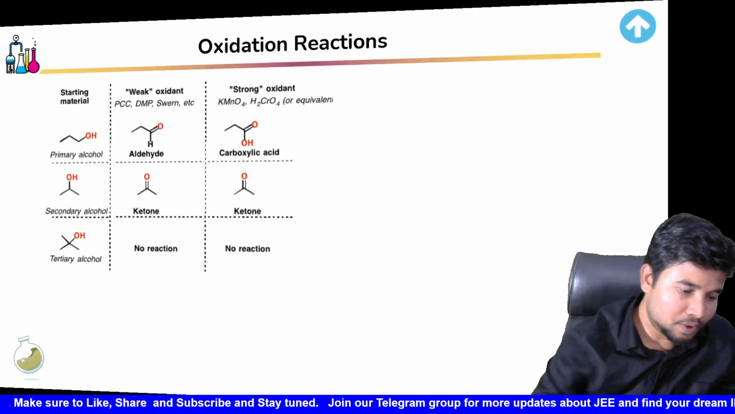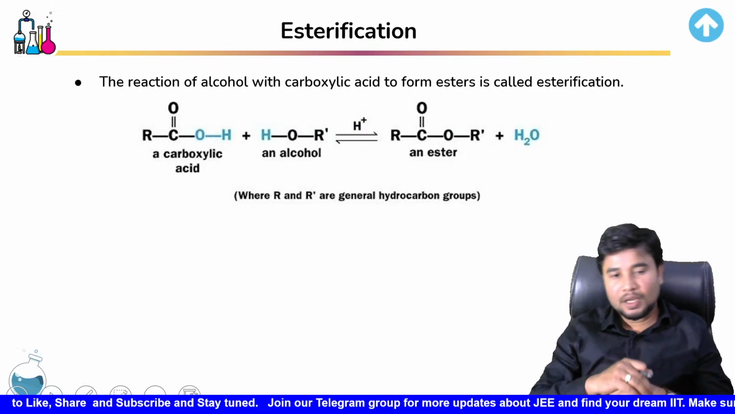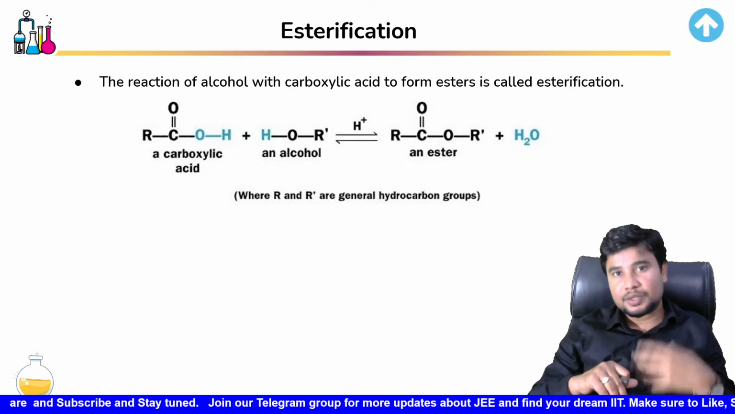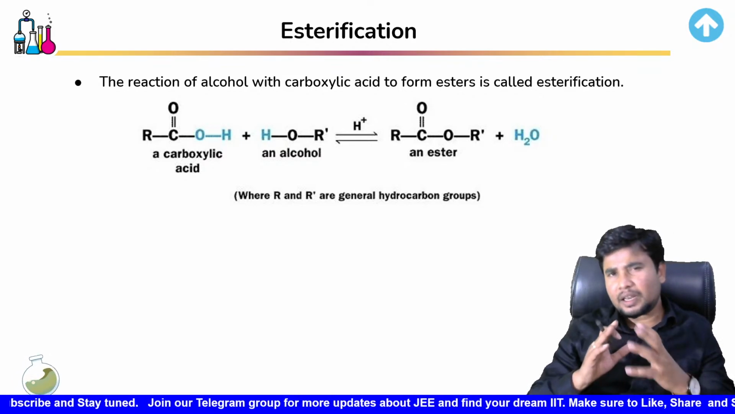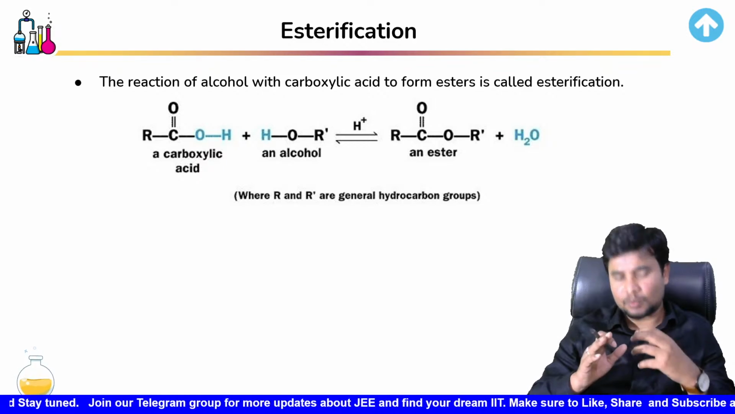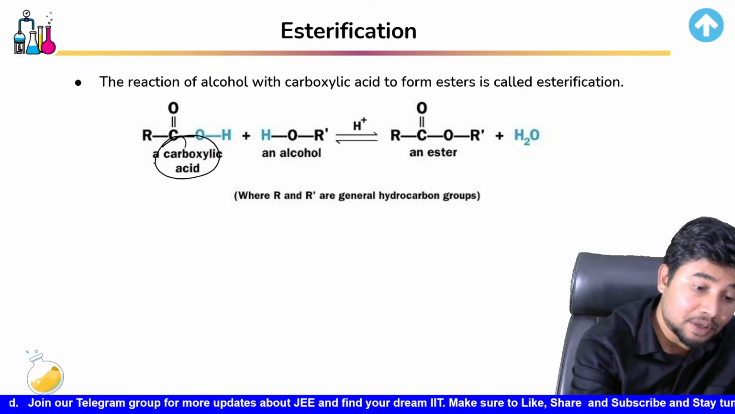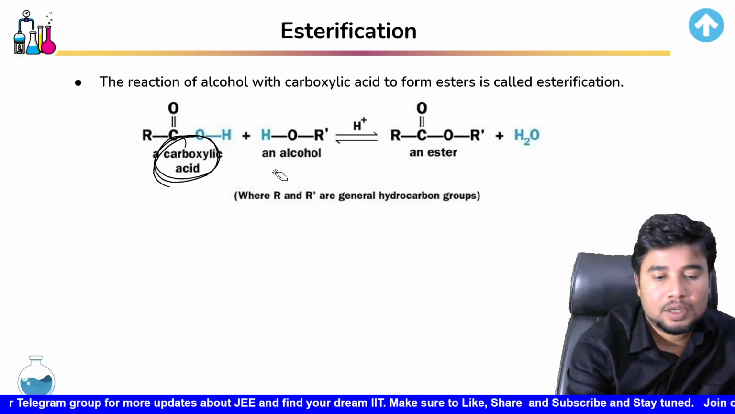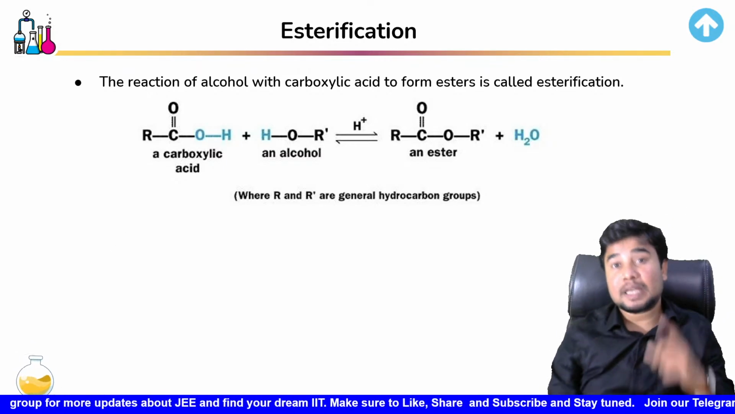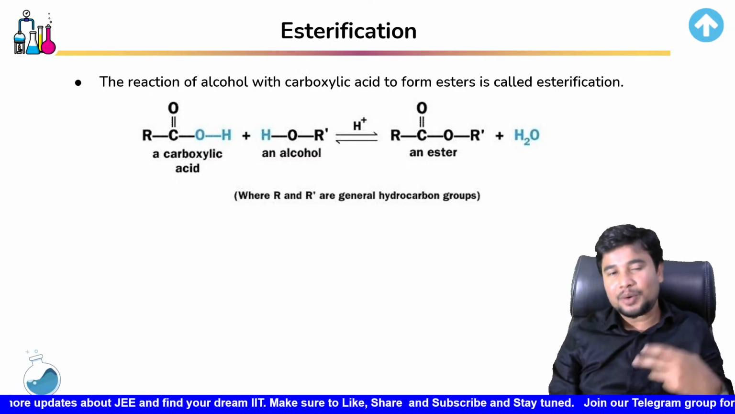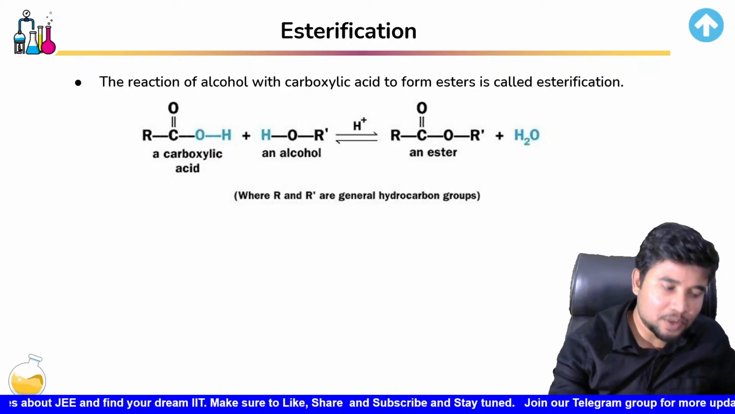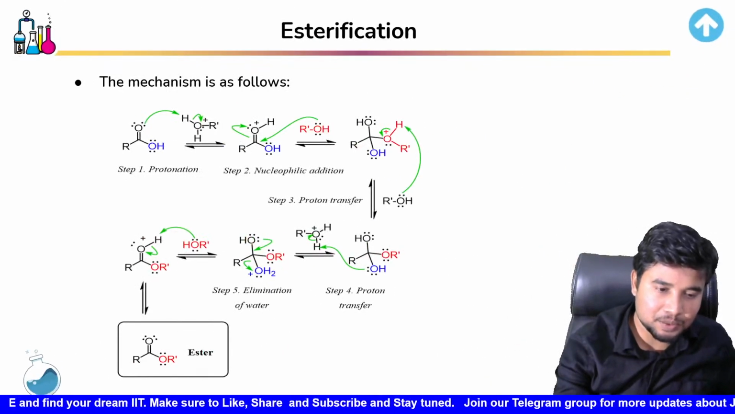So let us move further to the next thing. The next thing, children, is esterification reaction. In esterification, what happens is this simple thing. You need to have a carboxylic acid and an alcohol, and that's how the reaction happens in the presence of an acid. How does it work out? It works out in a very simple mechanism that you just now see.